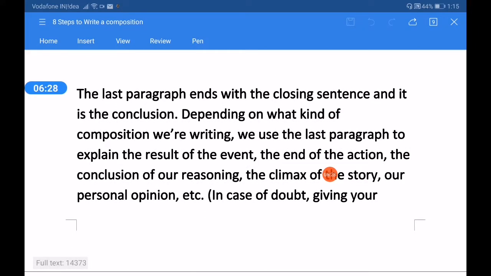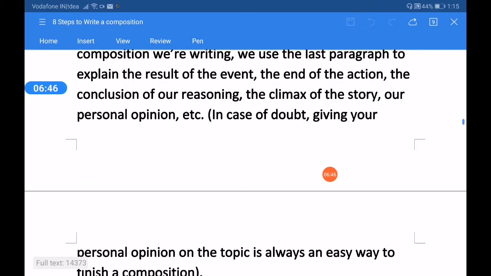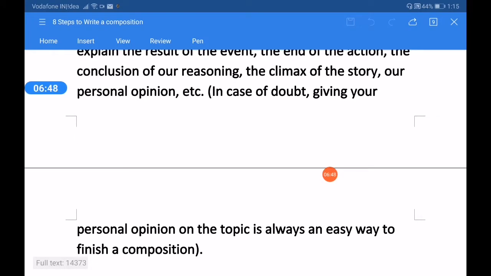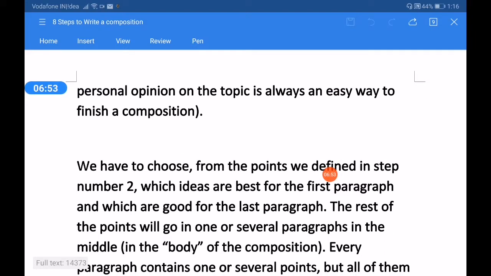Next is the last paragraph, which ends with the closing sentence and is the conclusion. Depending on what kind of composition we are writing, we use the last paragraph to explain the result of the event, the end of the action, the conclusion of our reasoning, the climax of the story, or a personal opinion, etc. In case of doubt, giving your personal opinion on the topic is always an easy way to finish a composition. It means that if you don't know how to conclude the essay, you can give your personal opinion on the basis of the whole topic.